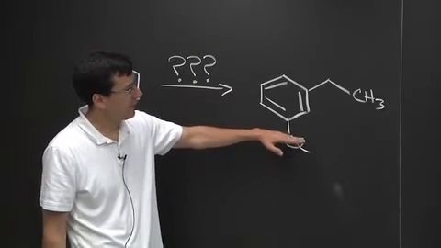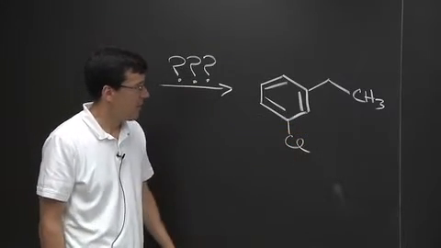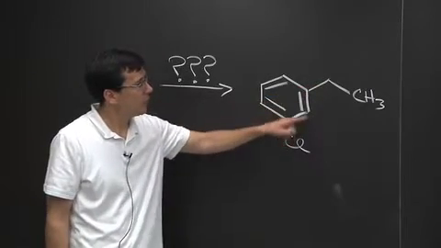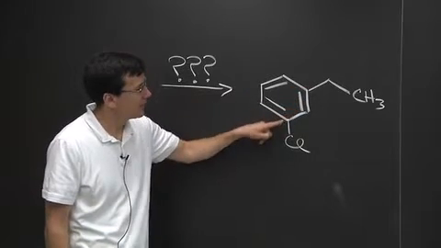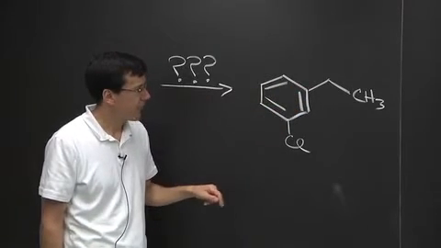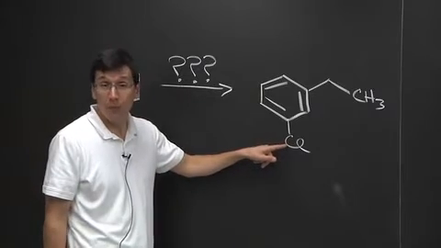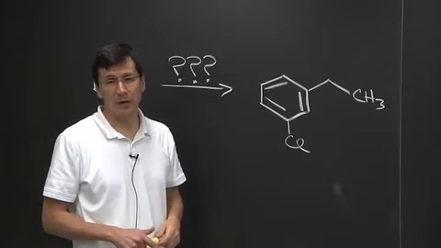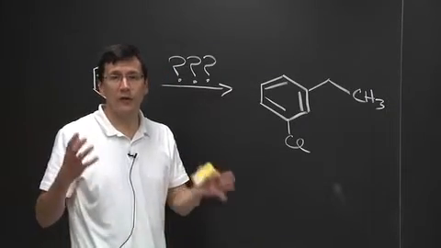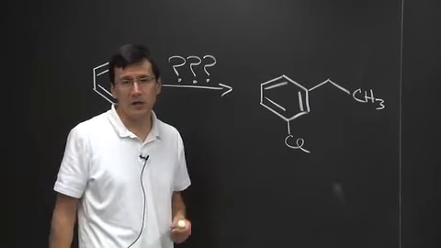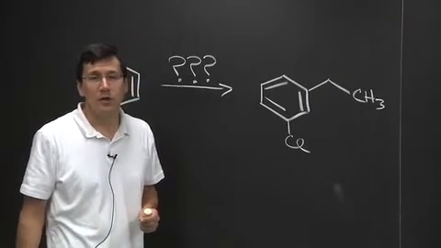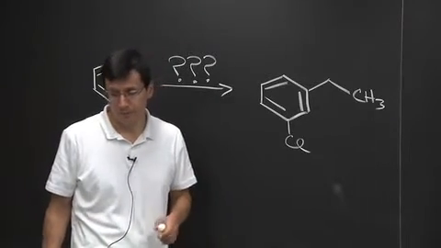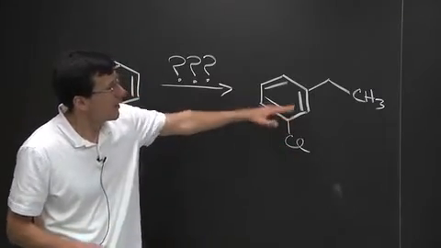If we look at this product, maybe the first thing that we recognize is that the chlorine and the ethyl group are meta to each other on the six-membered ring, but that the chlorine is an ortho-para-directing group, and the ethyl group is also an ortho-para-directing group. So how do you synthesize a disubstituted benzene where two groups are meta to each other, but both of those groups are ortho-para-directors? So think about that.